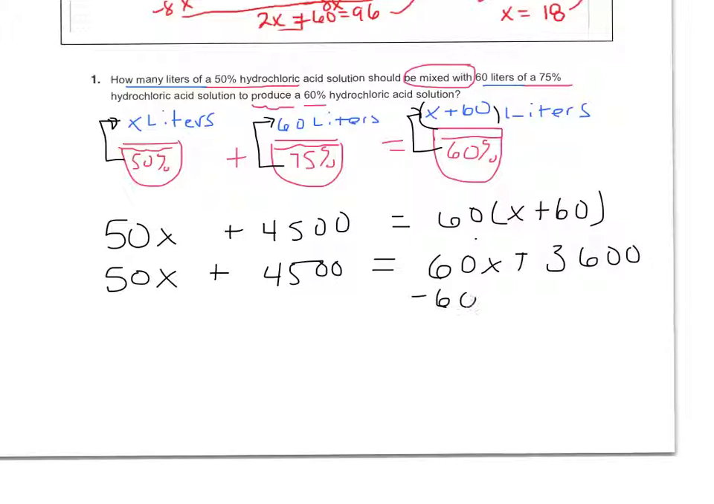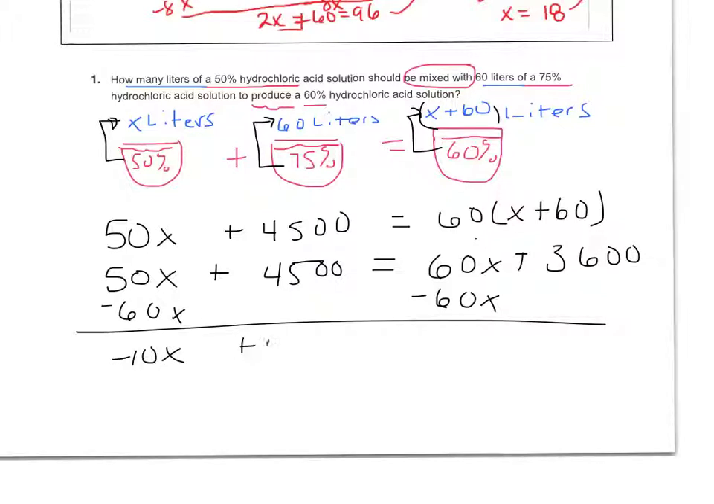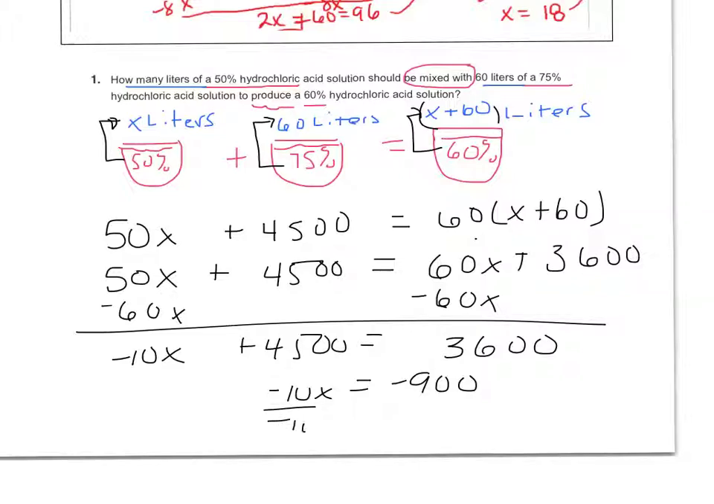You're going to subtract 60X over here. You get negative 10X plus 4,500 equals 3,600. Subtract 4,500 over, you get negative 900. And the last step is to divide by that coefficient, and you get positive 90. So I want 90 liters of the 50% solution. That was my X up there.